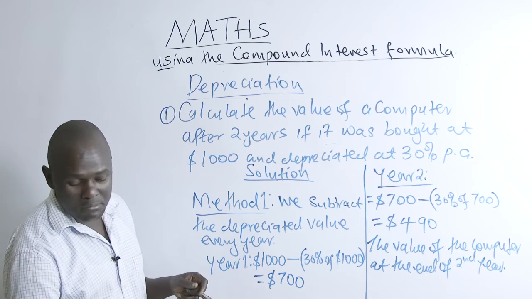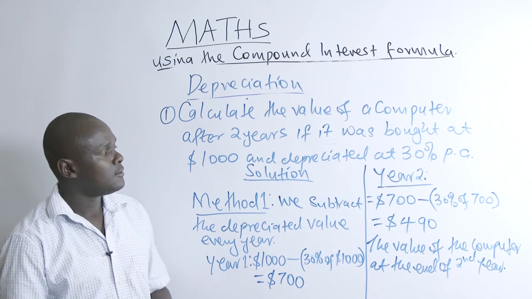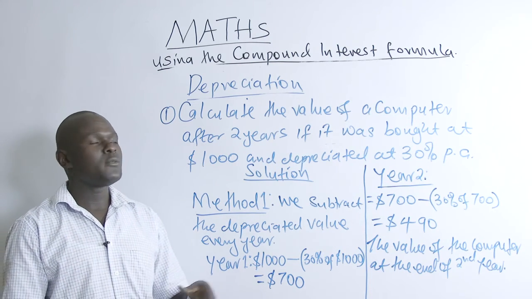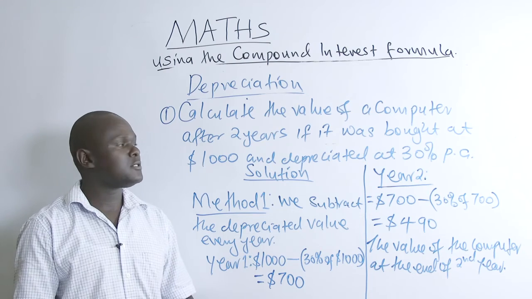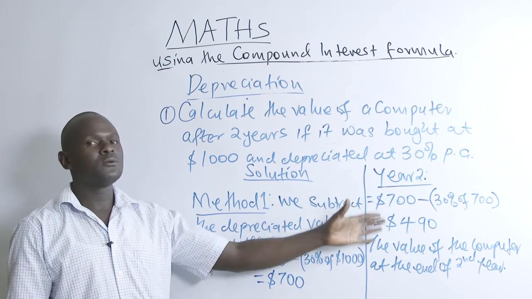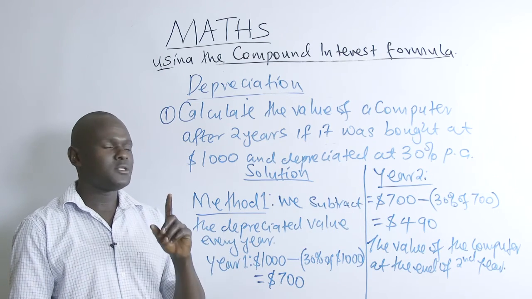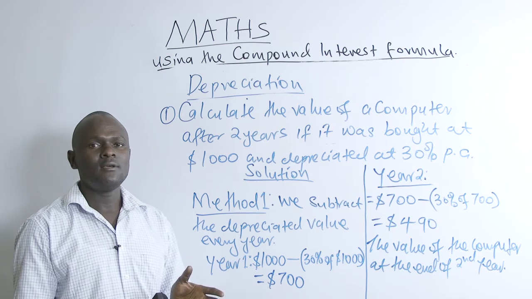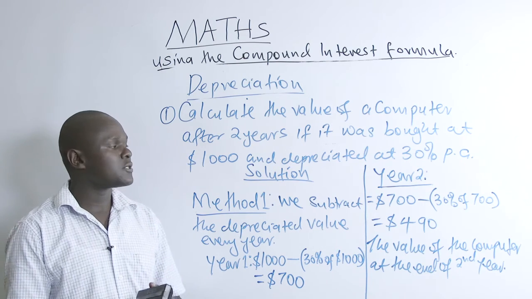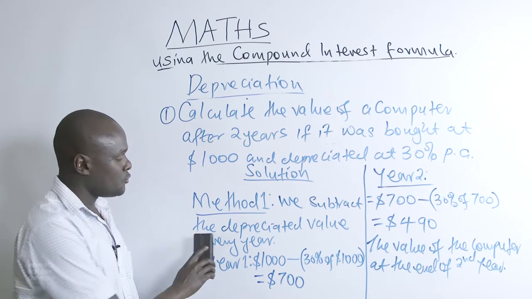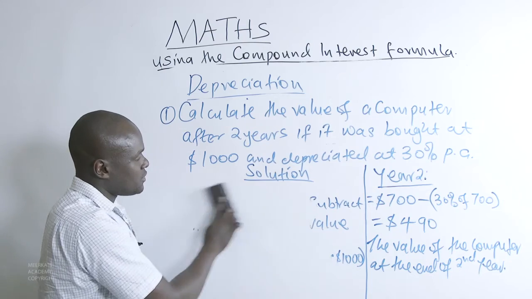This was the first method, and we said that we have two methods of handling this case. The first one is the manual one, or the second one where we apply the adjusted compound interest formula. So allow me to go through the second method.